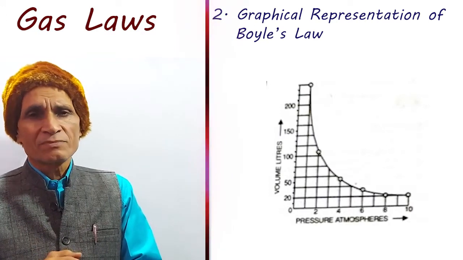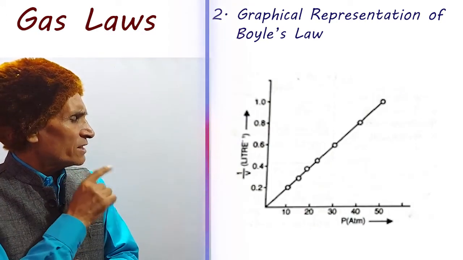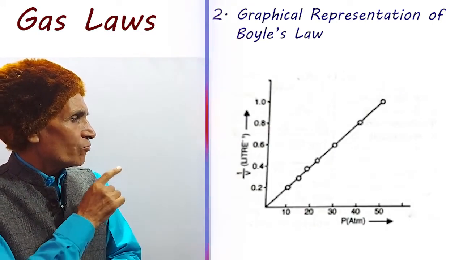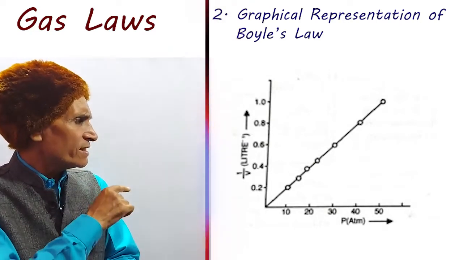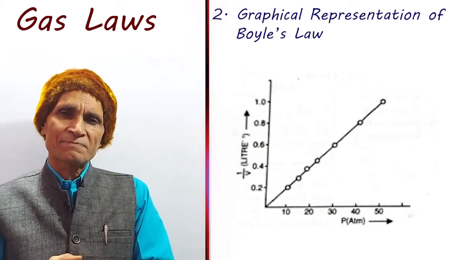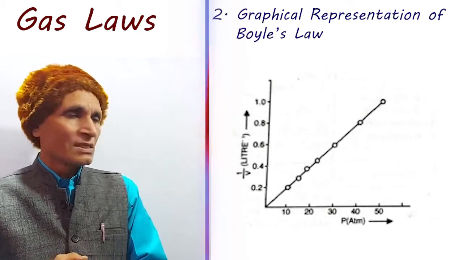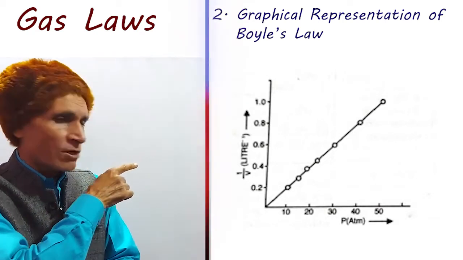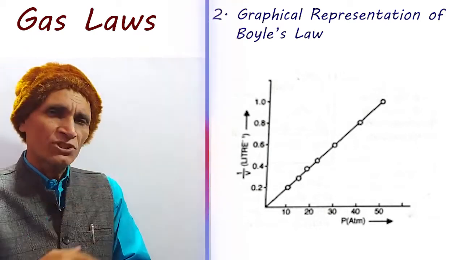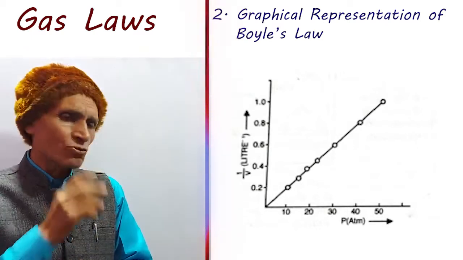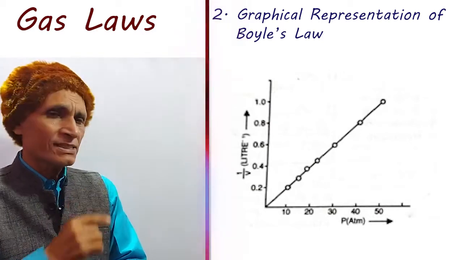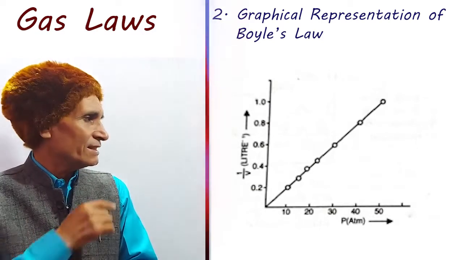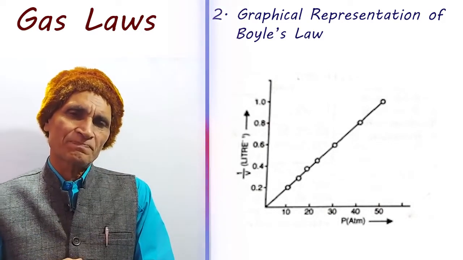Second one, on plotting a graph between 1 by V and P, 1 by V along the y-axis and P along the x-axis, a straight line graph is obtained which passes through the origin. This graph also represents that the volume of a definite mass of a dry gas at constant temperature is inversely proportional to pressure.